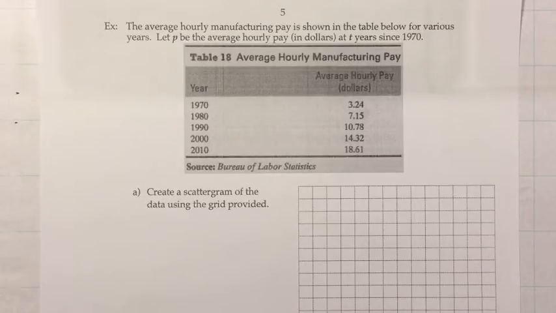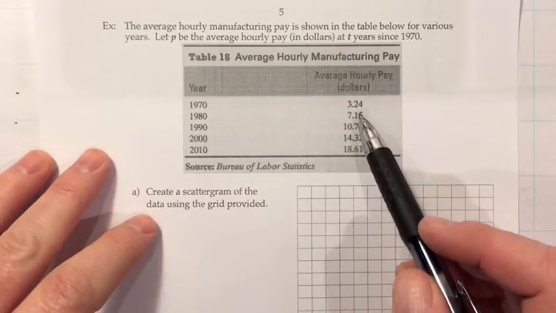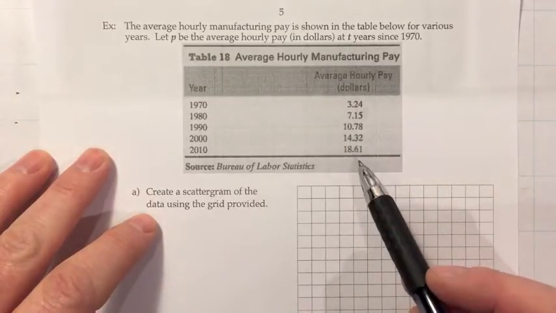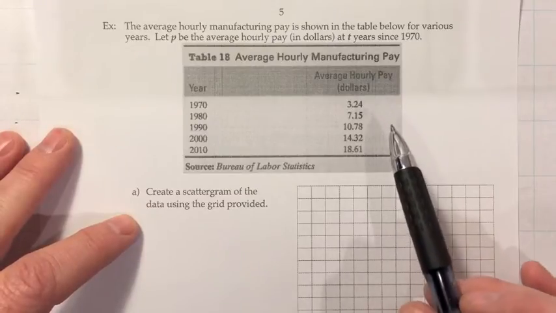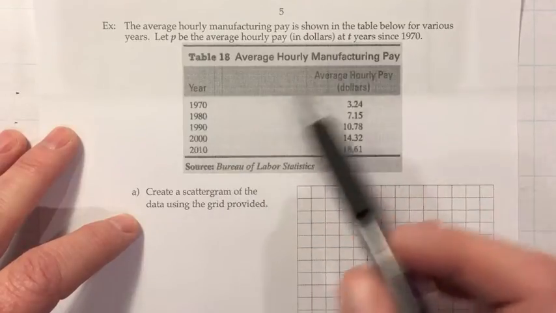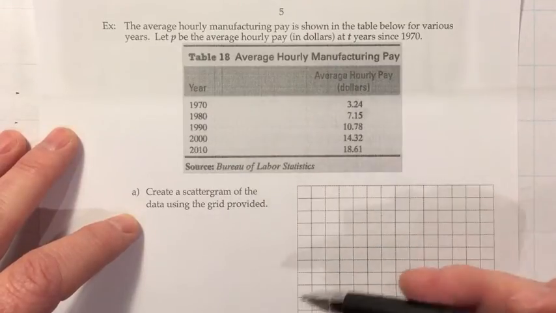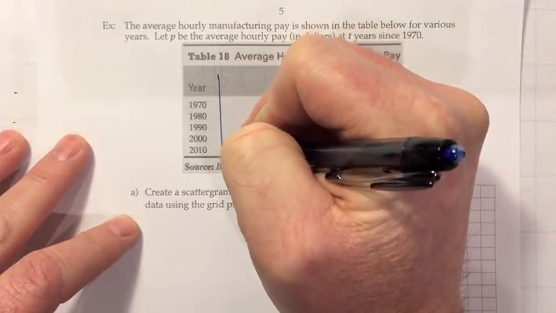The average hourly pay is shown in the table below for various years. Let P be the average hourly pay in dollars at T years since 1970. Okay, so back in 1970, the average hourly pay was $3.24. In 2010, it was $18.61. And they want us to start plotting this, but one of the things we have to be careful with here is it doesn't say T is the year, so this is not T. T is the number of years since 1970, and that's going to be a really common thing that they do in this course, so we have to get used to that.